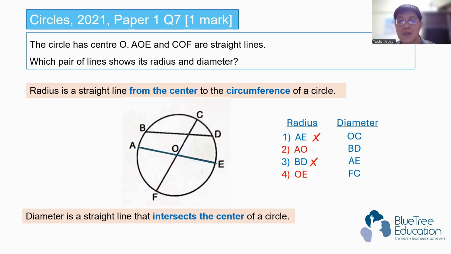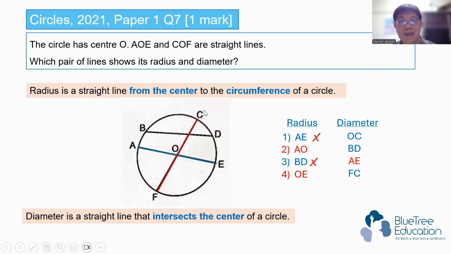Option 1 is OC, option 2 is BD, option 3 is AE, option 4 is FC. If you look at my blue line here, I think it's quite clear. This is a diameter because it intersects the center, it goes through the center. So it's from one end of the circumference to the other end of the circumference. It goes through the center. So AE, yes, right? So how about another line that is also a diameter? We have it, all right?